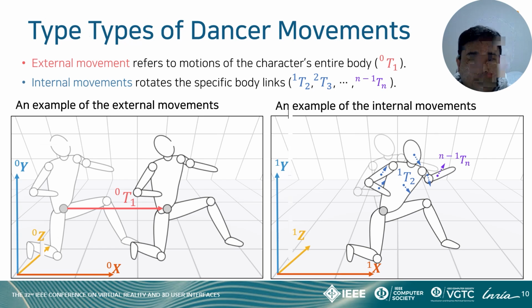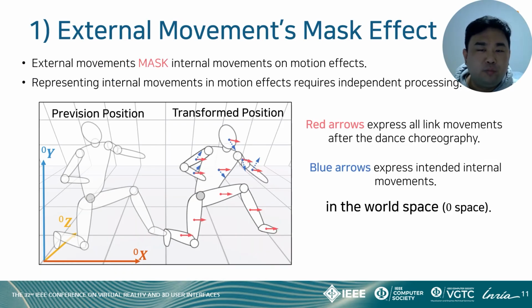The reason we consider both types of movement is that external movement can mask internal movement in world space. In this figure, you can see the result of the dance choreography from the previous slide, where the large external movement of the body makes the internal movement appear insignificant. Properly representing internal movement in motion effects requires independent processing from external movement.